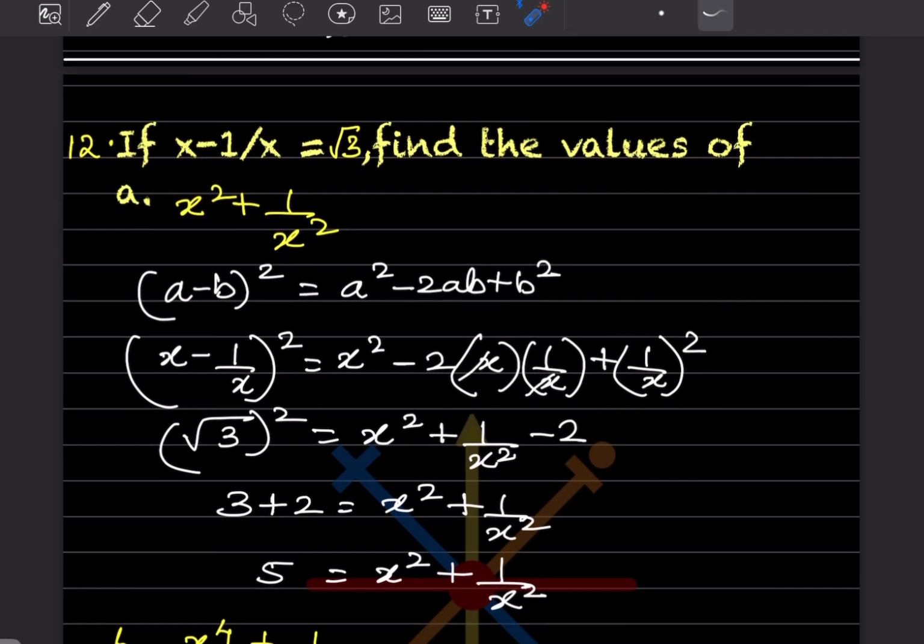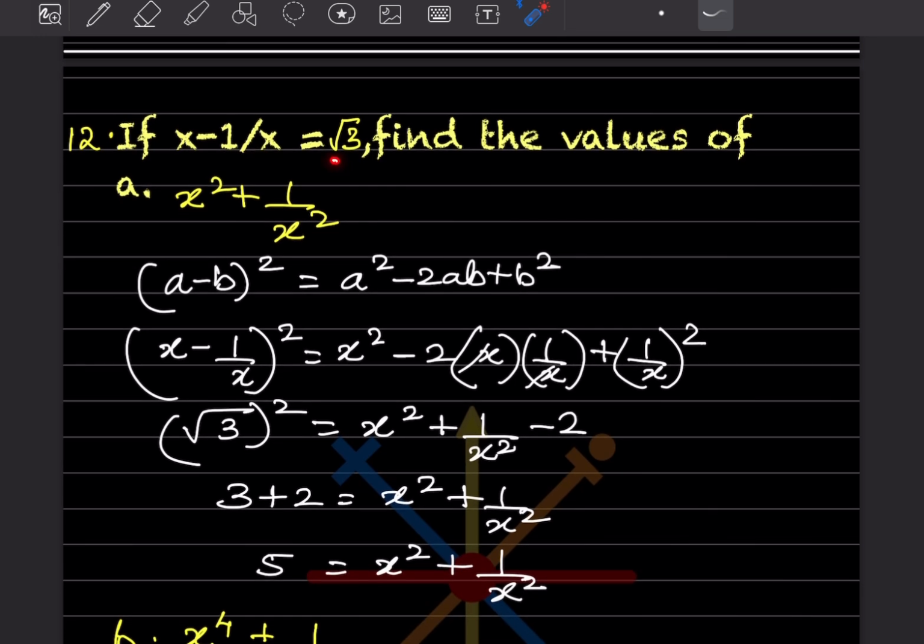Now here x minus 1 by x is root 3, and you have to find the value of x square plus 1 by x square. So now what will you do here? You are going to use the other formula, that is a minus b whole bracket square. It is same as a plus b whole bracket square, only the difference here is minus. So here this is a and this is b.